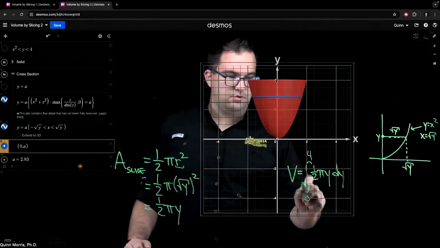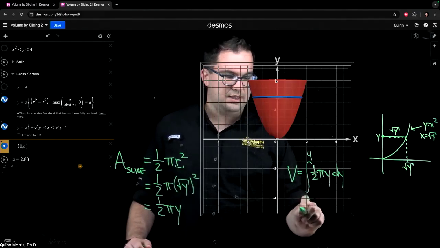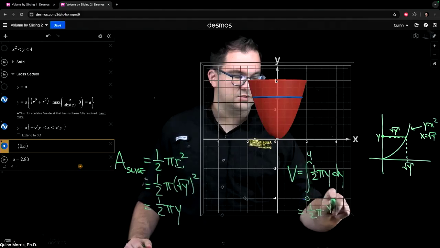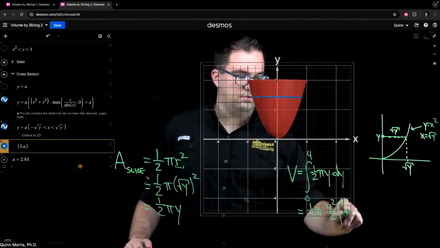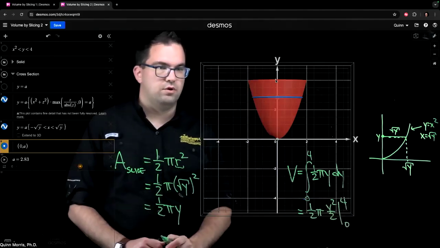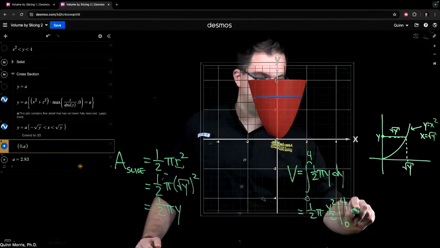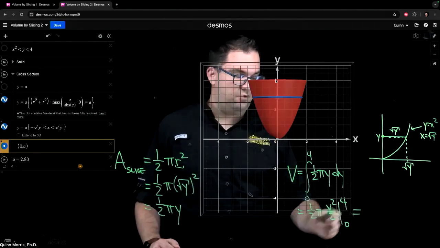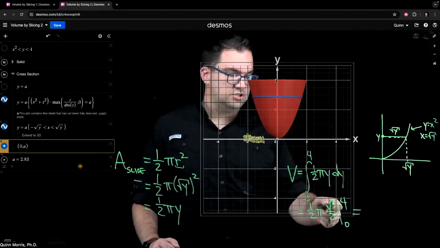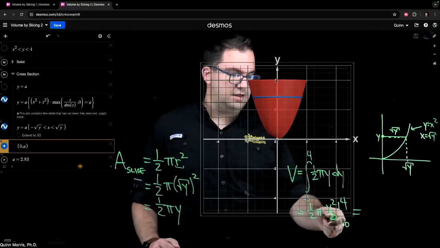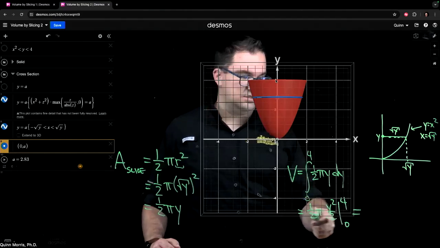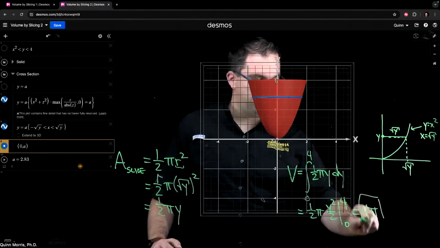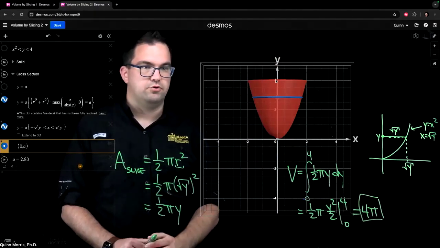And so now for this integral, I can pull the 1/2 pi outside. The antiderivative of y is y squared over 2. I'll evaluate at 4 and 0 and take a difference. At 0, this is just 0, and evaluated at 4, I'll get 4 squared, which is 16, but divided by 2 and 2 again, so 16 divided by 4 is 4. I should get 4 pi as the total volume here.